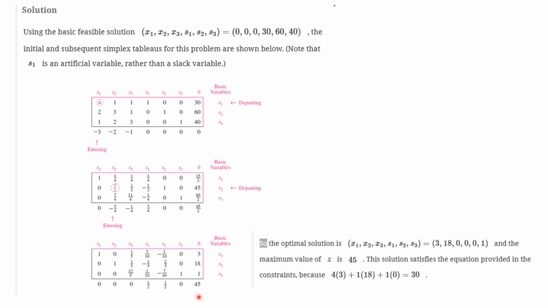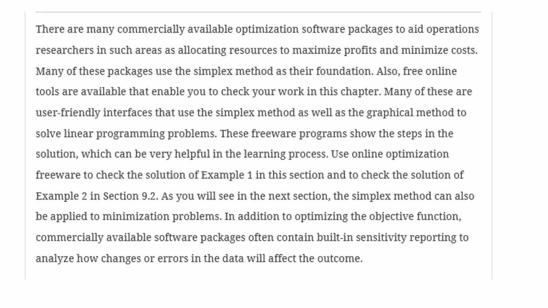And so the optimal solution is going to be that this is going to be 3, 18, and x3 is 0. And the slack variable does have a value, but it doesn't contribute to that. And it turns out that this solution satisfies the equation provided in the constraints, checked here, and so it is an optimal. Now, there are many commercially available optimization software packages that help researchers do this.